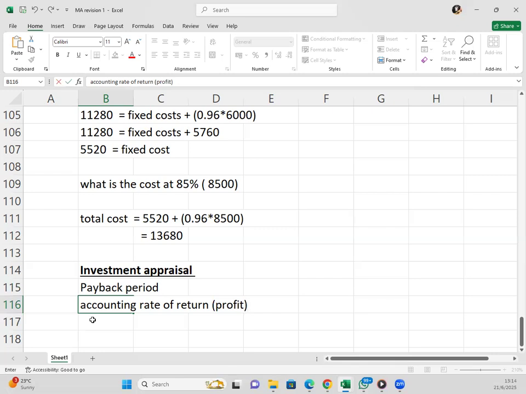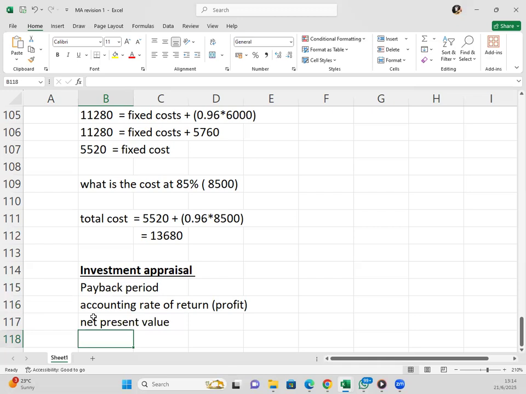Then besides the accounting rate of return, we also have the net present value. So with the net present value, we are saying we are expecting that the project will give us cash flows, or it will give us returns. But if we are to take into account the time value of money, how much are those returns worth today?